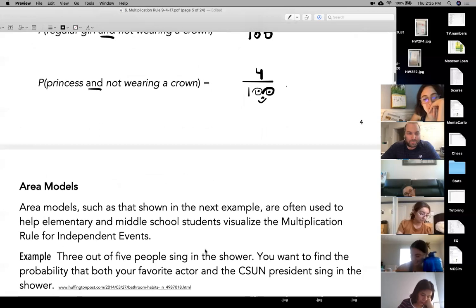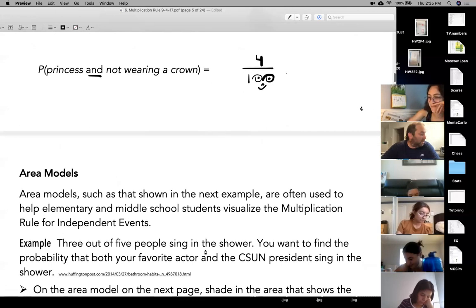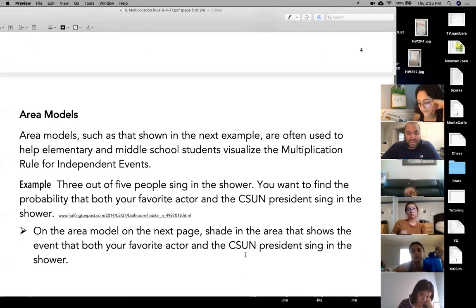Okay, so let's go back to what we did a long time ago about area models. Area models, such as shown in the next example, are often used to help elementary and middle school students visualize the multiplication rule for independent events. Let's see how. Example: 3 out of 5 people sing in the shower. You want to find the probability that both your favorite actor and the CSUN president sing in the shower.